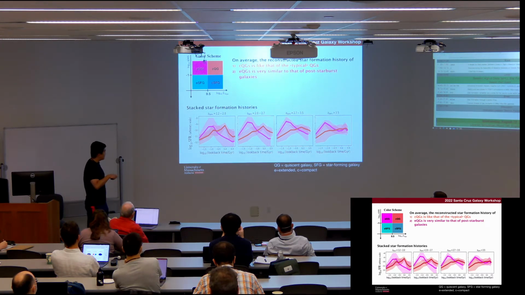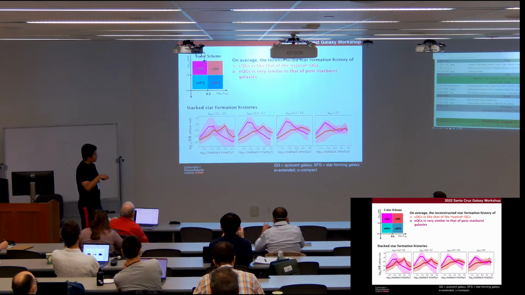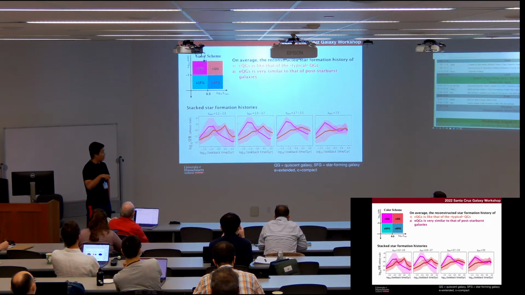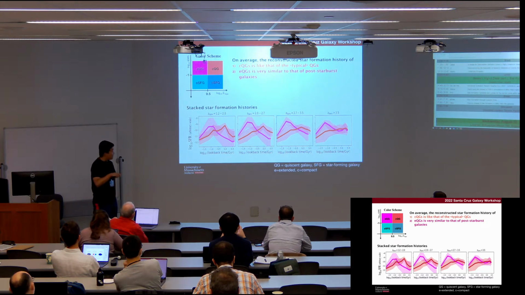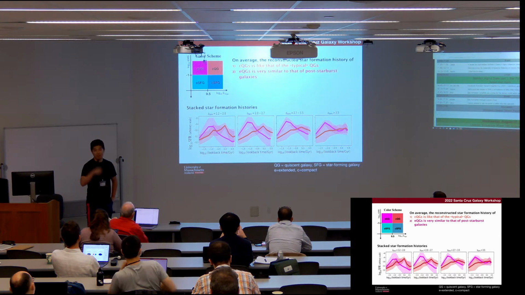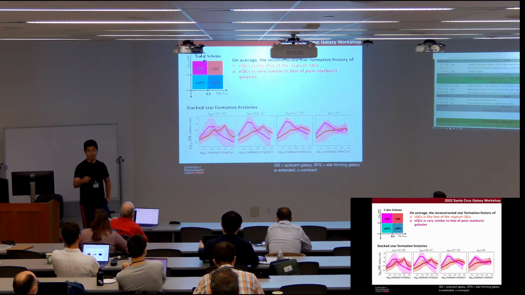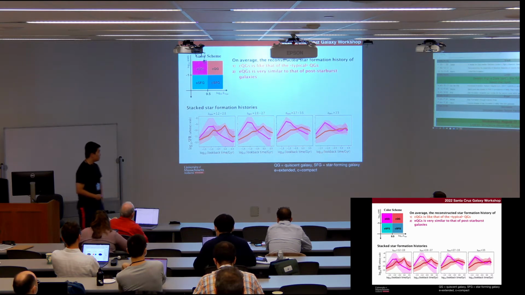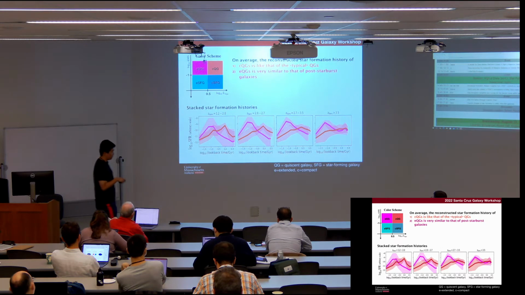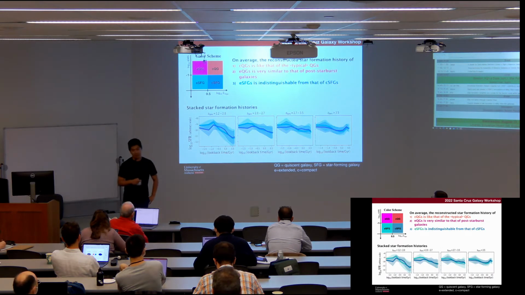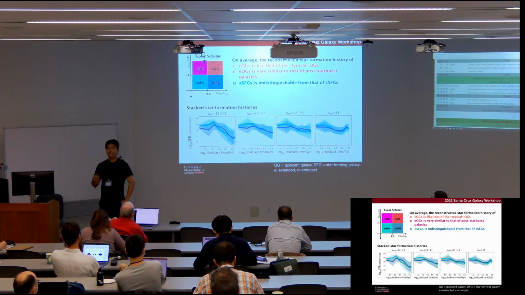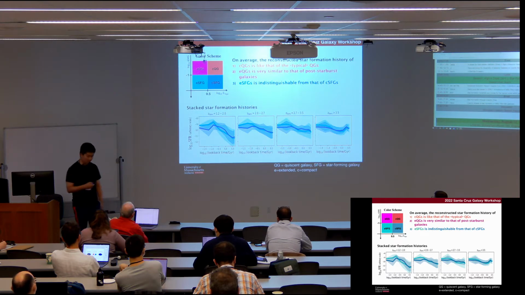Compact quiescent galaxies are more like a typical quiescent galaxy, which has an early starburst, followed by a gradual decline of the star formation rate. While the extended quiescent galaxies are more like post-starburst galaxies. Namely, they have just experienced a recent starburst within the last 100 megayears. Unlike these significant differences we see here, if you look at star-forming galaxies, on average, the differences are pretty subtle.